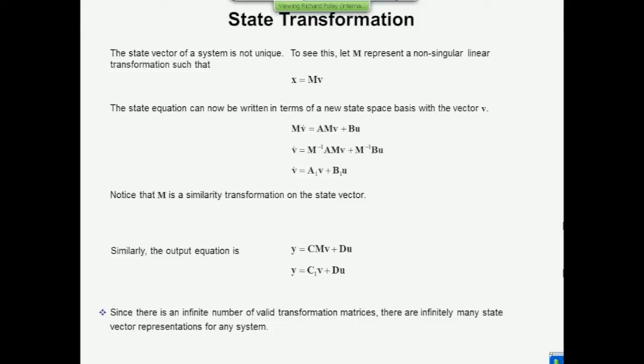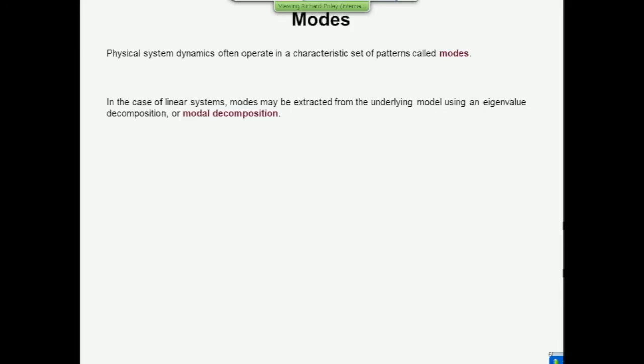Now, there's an infinite choice of states. You can pick any states you like, so we're not tied to a particular state. You can change freely between one and the other. But for this unique choice, the elements of V have a particular name. They're called the modes of the system.